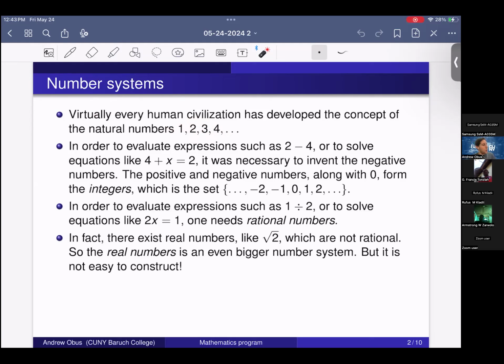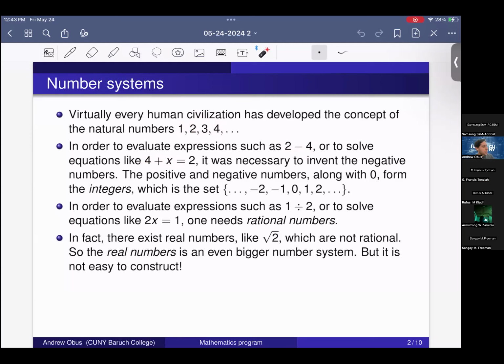So that's good enough for a lot of what you're doing day to day. If you're a practical person, most of what you need numbers for is to count things, to know how many of something there is. But people have realized that, well, sometimes negative numbers are useful. So if you want to do 2 minus 4, that doesn't make any sense inside the counting numbers. If you want to solve an equation like 4 plus x equals 2, you can't solve this inside the counting numbers.